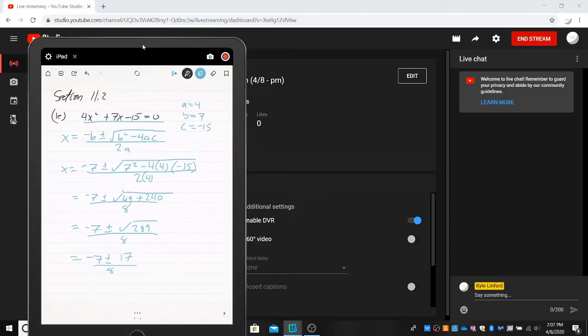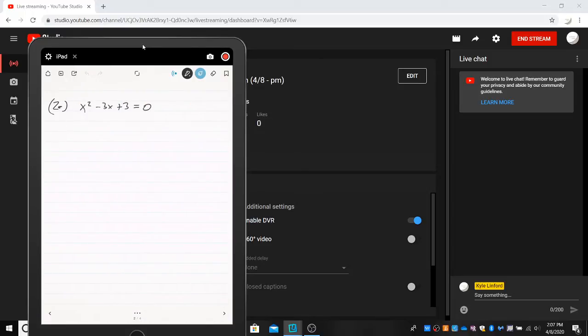So let's actually figure out what those numbers are. Negative 7 plus 17 divided by 8 is just going to be a fraction, so I get 5 fourths. And negative 7 minus 17 divided by 8 is negative 3. So these are the two possible solutions that we would have for the quadratic. Again, we got both of them from the quadratic formula. Notice the quadratic formula does have a plus or minus because they're the two possible values for the square root. So make sure you check both of them, okay?